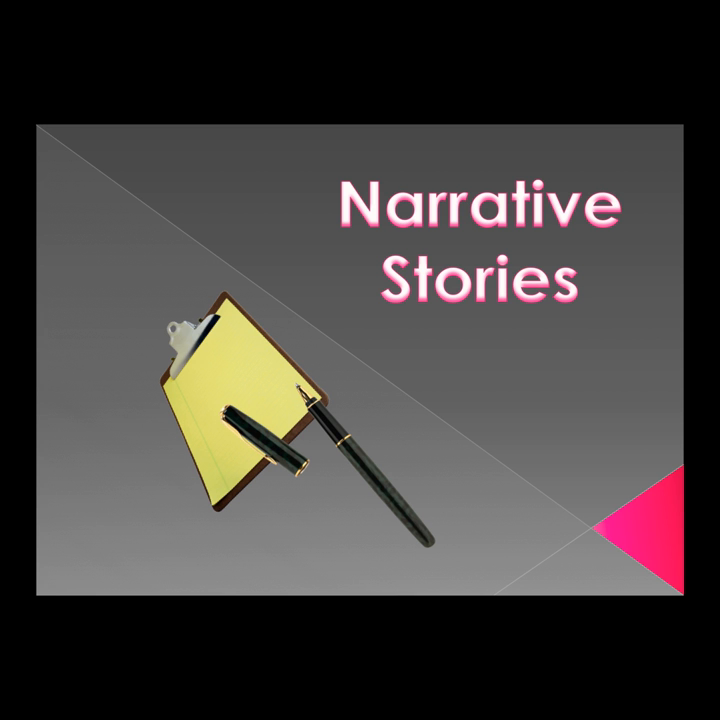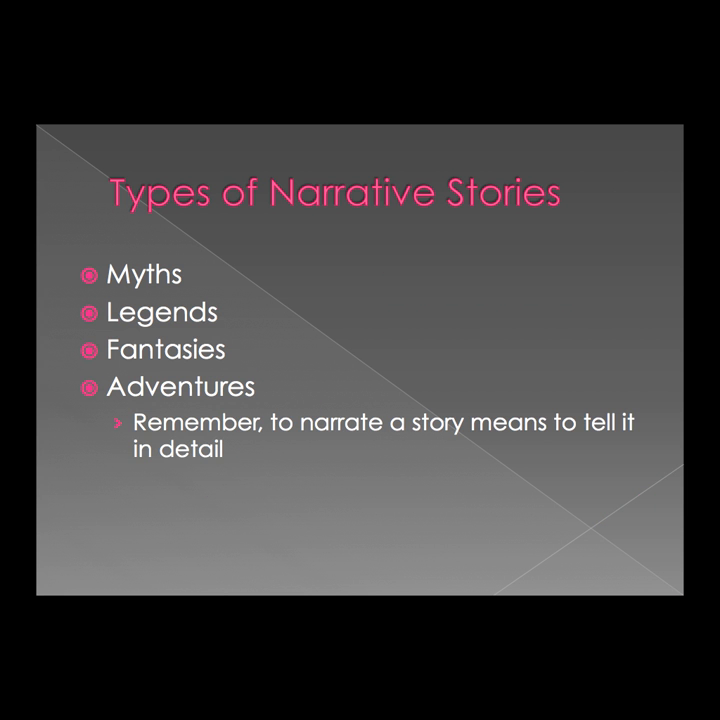Today we will be learning what a narrative story is and also the necessary components to make it complete. There are 4 basic types of narrative stories. They are myth, legend, fantasy, and adventure. The main purpose of a narrative story is to tell it in detail. They also usually give explanations of the unknown.